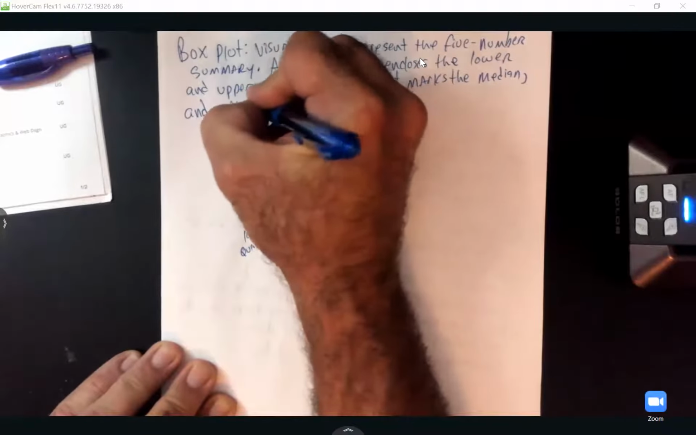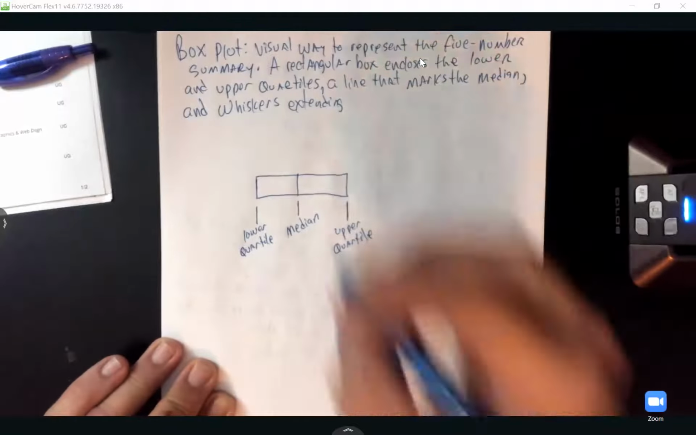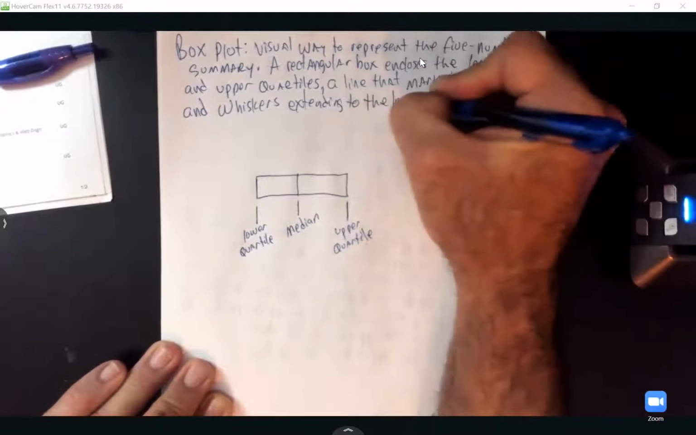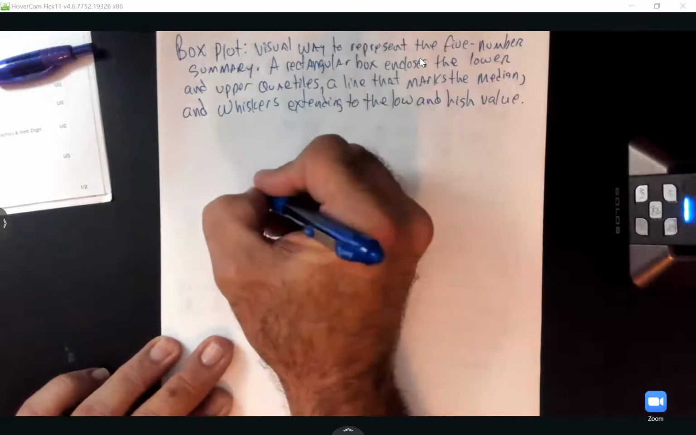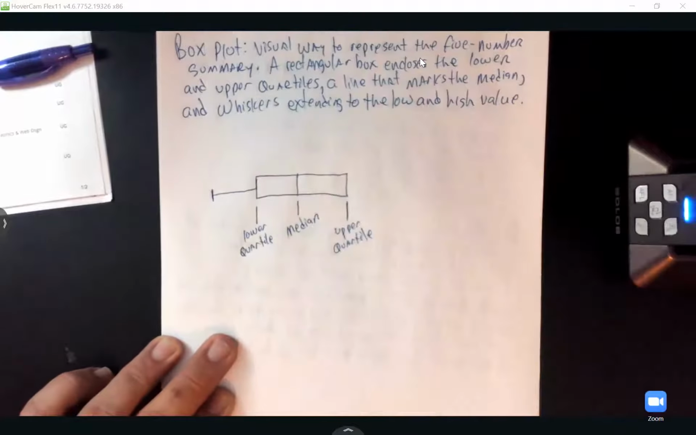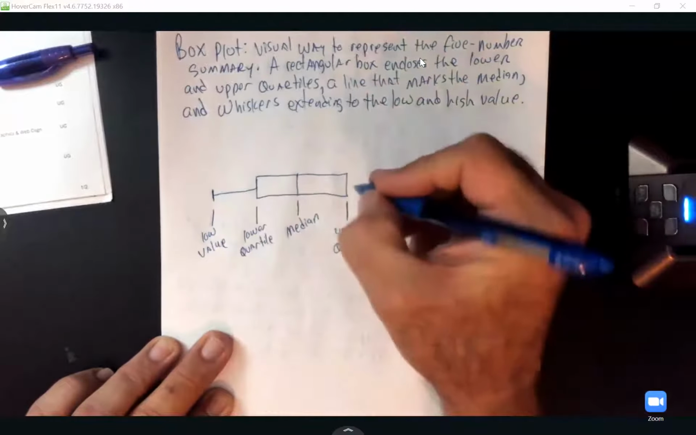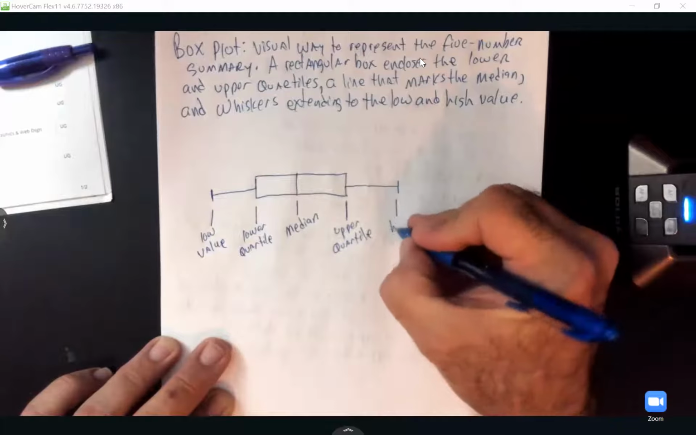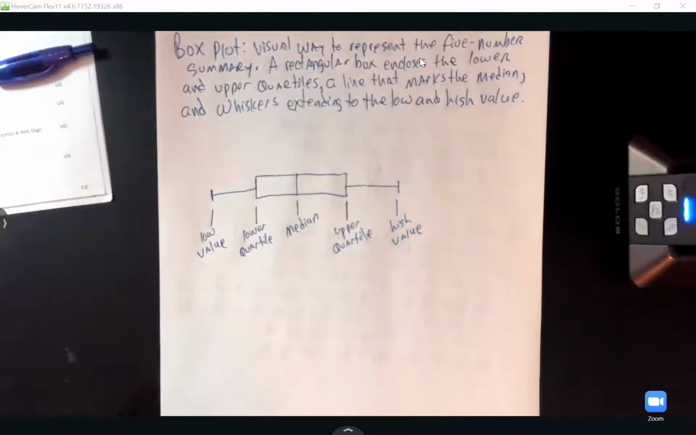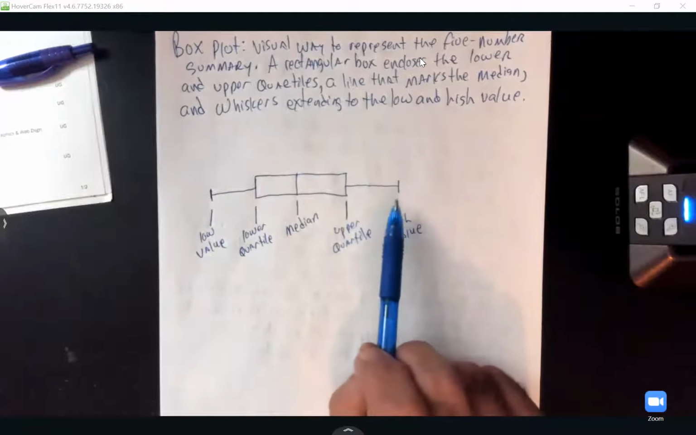And whiskers extending to the low and high value. So that means you have a little whisker coming out the left side with a line. That's going to be the low value. Then you got a whisker coming out the right side, and that is the high value. So that's what's represented when you see a box and whisker plot: low value, lower quartile, median, upper quartile, and the high value.